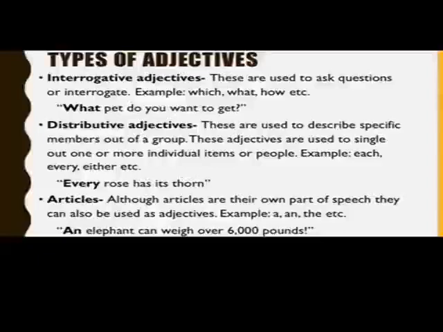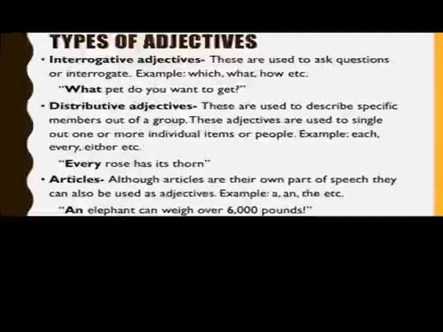Articles. Although articles are their own part of speech, they can also be used as adjectives. For example, an elephant can weigh over 6,000 pounds. Here, an acts as an adjective, though it is also an article. With this, we come to an end of the topic adjectives.